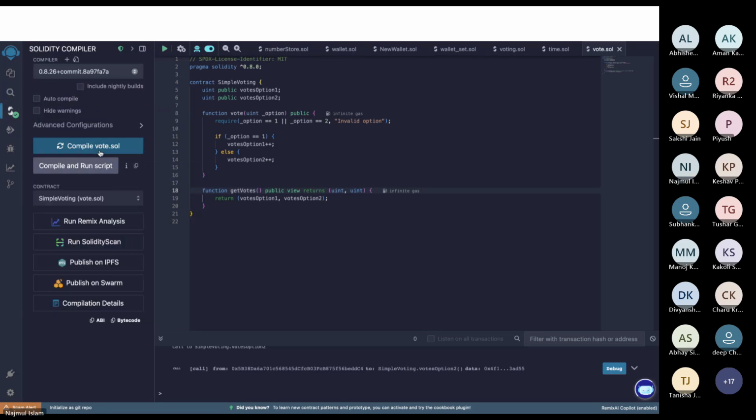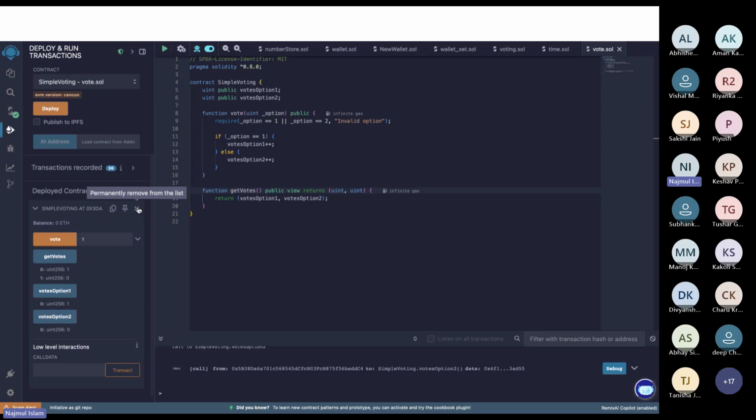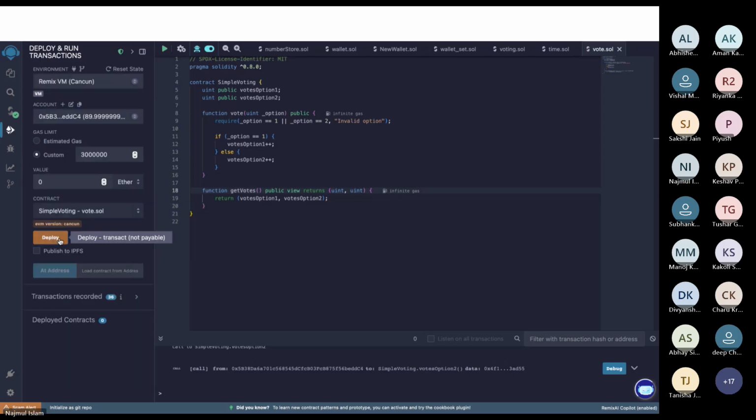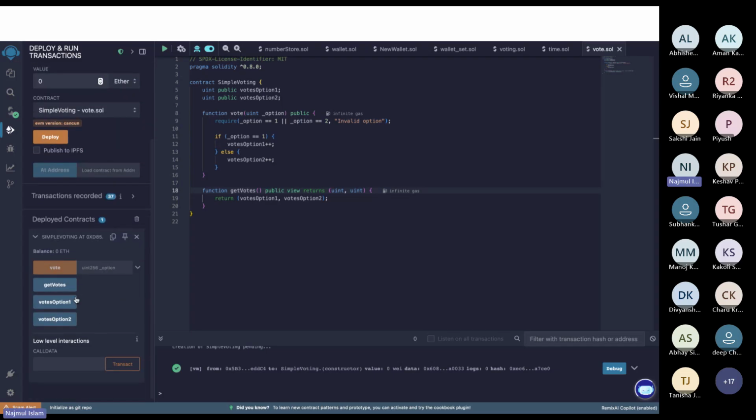So let's compile it, and then let's deploy it. And now we have it here. If we call getVotes, as you can see, both have 0 votes. Vote for option 1 is 0, vote for option 2 is also 0. But let's try to vote. Let's vote option 1. And then let's vote again, option 2. Now you see that both have 1 vote.